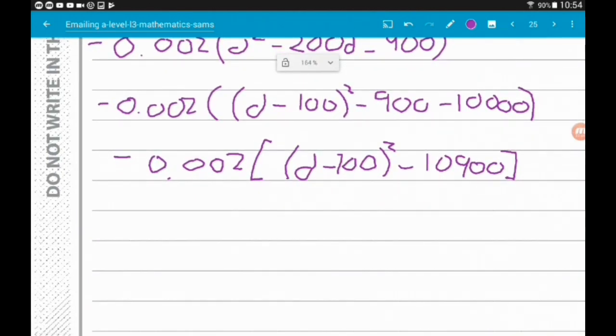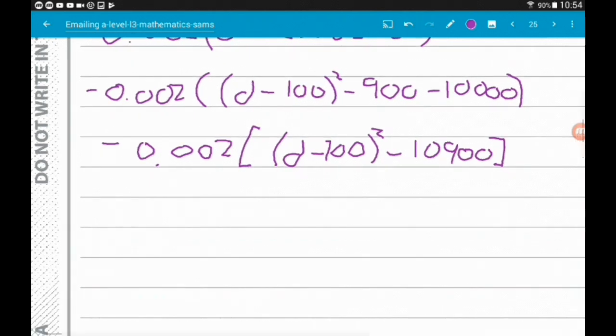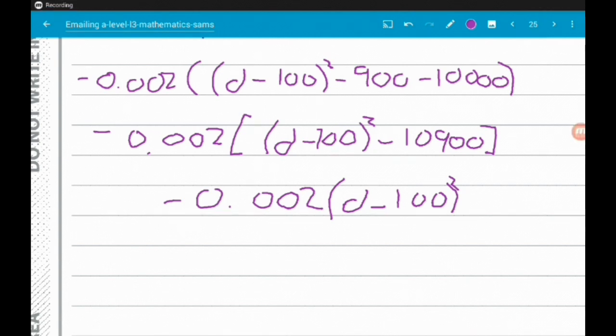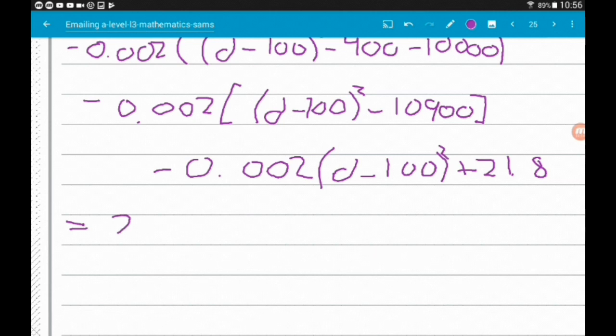Okay, so we now need to let that factor of minus 0.002 back inside. So all it can do to the squared bracket is sit on the outside, multiplying it. But then it is going to multiply the minus 10,900, which gives us 21.8. So, in the form that they wanted, we can write this as 21.8 minus 0.002 times d minus 100 squared.